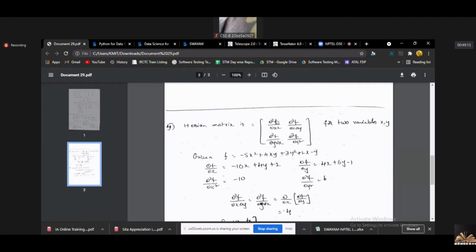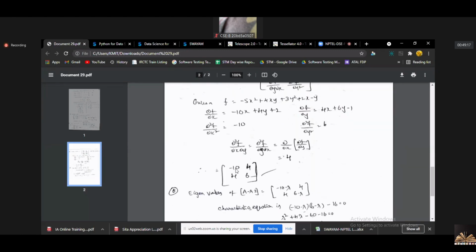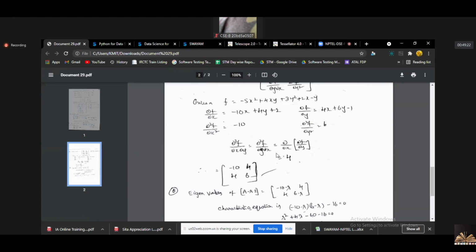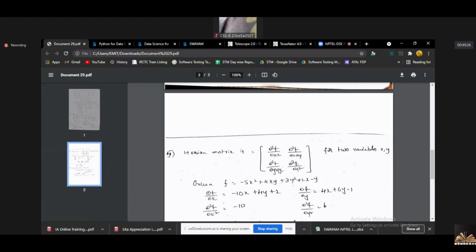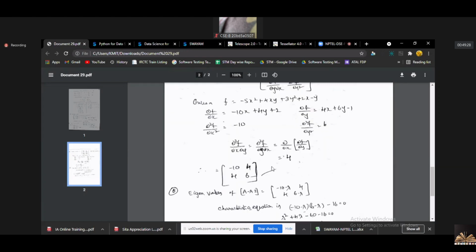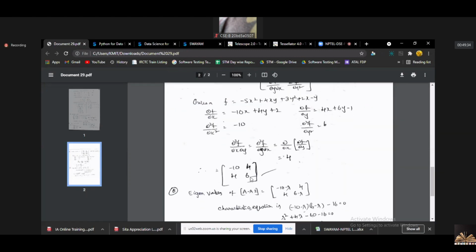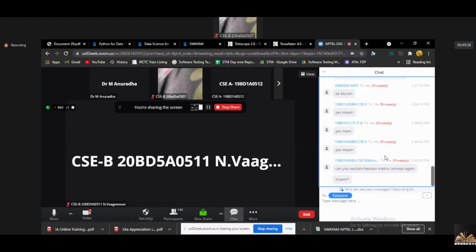Now what values did we get here? Dou square f by dou x square, we got minus 10, so that's why we have written minus 10. Dou square f by dou x into dou y, what we got here? 4, so 4 is written here. Dou square f by dou y into dou x, 4, so 4 is written here. Dou square f by dou y square, 6, so 6 is written here. This is the Hessian matrix. Is it clear now?